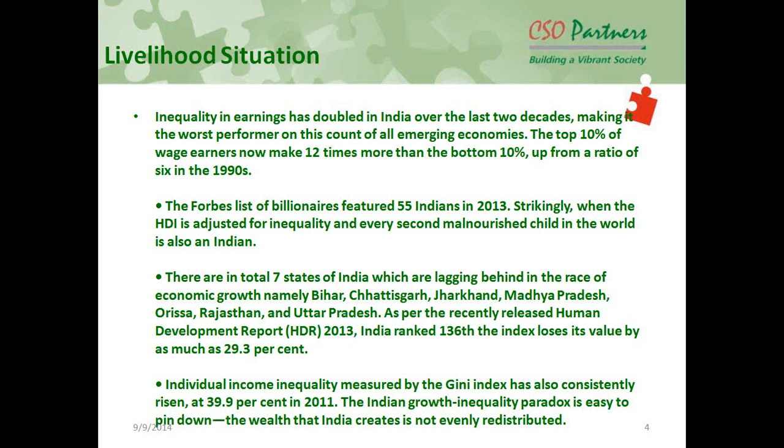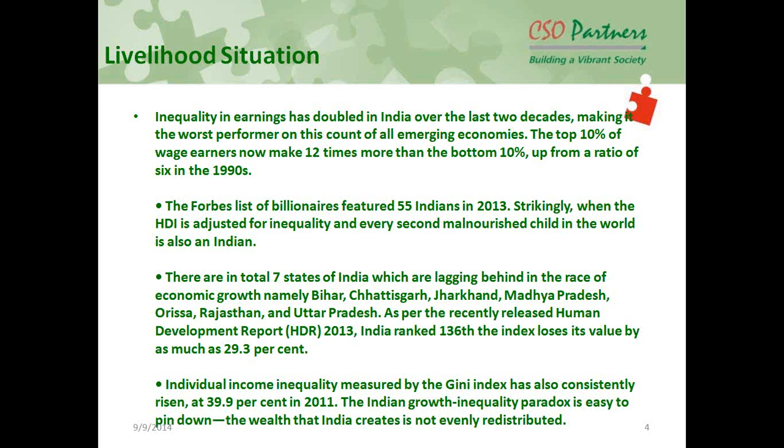The Forbes list of billionaires featured 55 Indians in 2013. Now it must have increased a little bit. Strikingly, every second malnourished child in the world is also an Indian. That is another paradox. On one side, we have an increasing number of high net worth individuals, and that too billionaires. But at the same time, as we saw when we were discussing the health sector, every second malnourished child globally is in India. There are in total 7 states. We know these 7 states are contributing the highest to the disparity and the economic drawback in India.